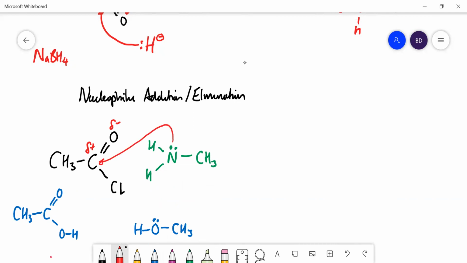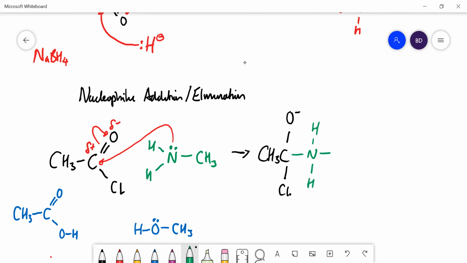It forms a bond to the carbon, so that means the pi bond here has got to break. It breaks, and we're going to form this intermediate. Right, we've got a negative charge on the oxygen. Our chlorine is still attached, and we have now got the nitrogen. I've still got two hydrogens attached. Now the nitrogen is forming four bonds, but the giveaway is that it's going to have a positive charge on it.